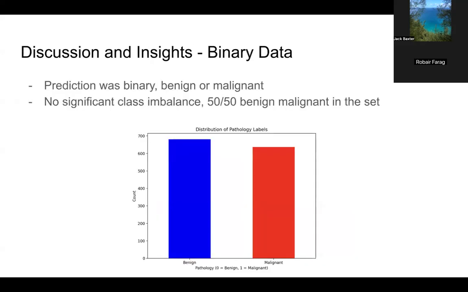As we reflect on the different accuracy scores from our two algorithms with our data, it's important to keep in consideration that this is binary data we are predicting. So it is either a benign or a malignant tumor. In the code, it was 0 for benign, 1 for malignant.